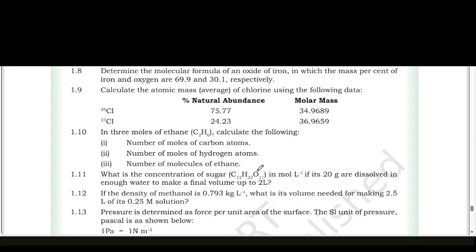Okay. Now next question. Determine the molecular formula of an oxide in which the mass percent of iron and oxygen are given. Okay, Fe2O3, same question repeated.